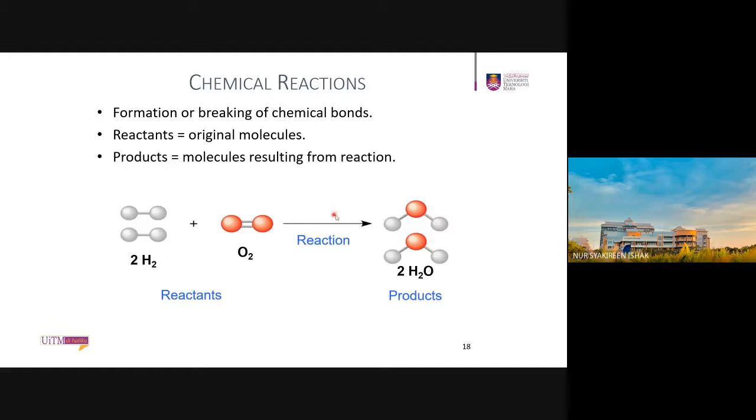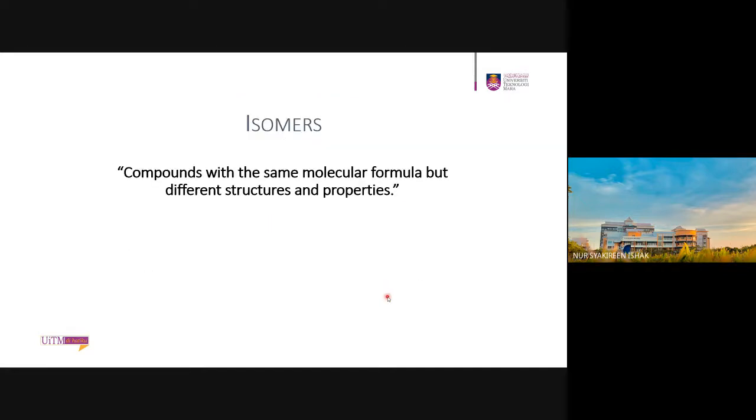The chemical reaction will break bonds. It breaks bonds between the hydrogen atoms in the hydrogen molecule, and the bond within the oxygen molecule will also break and form new bonds. So that is a chemical reaction. You break bonds, and there's formation of new bonds to produce the products. Okay. So the next one is isomers.